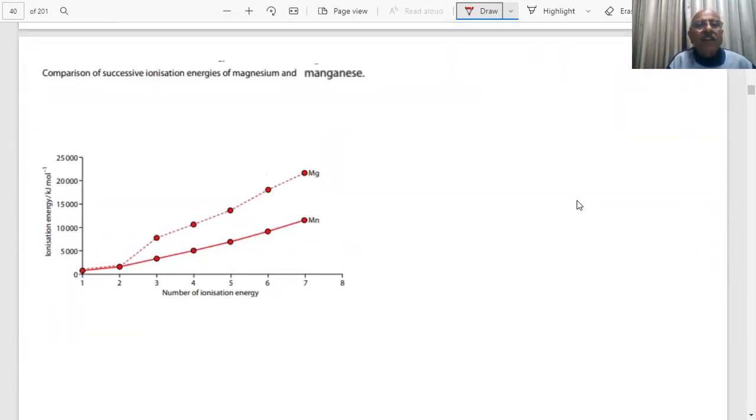Comparison of successive ionization energies of magnesium and manganese. Here are the ionization energies. You can see 5,000, 10,000. These are kilojoules per mole. And you can see this is magnesium. What is the atomic number of magnesium? It is 12.